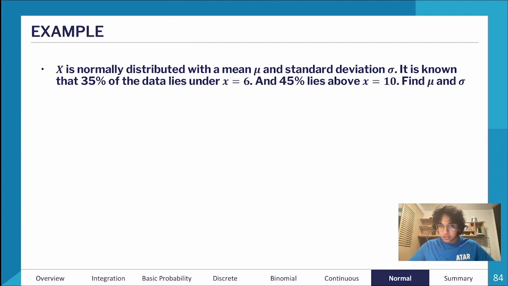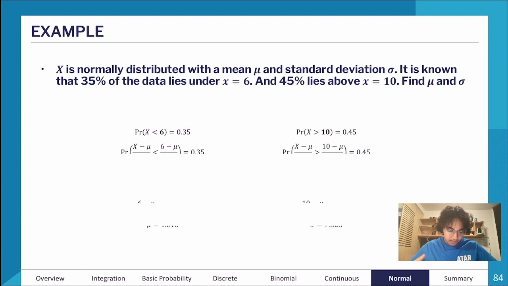So here's an example. x is normally distributed with a mean mu and a standard deviation sigma. It is known that 35% of the data lies under x equals 6, and 45% lies above x equals 10. And now they want us to find mu and sigma. So I'll let you guys have a crack, and we'll work it out.